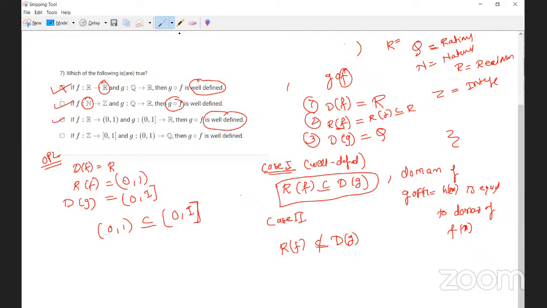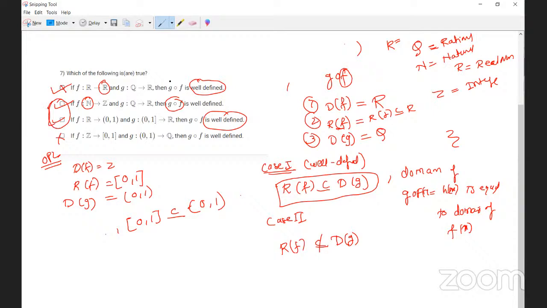Now what about the last option? It's just the opposite. The domain here is the integers, not the real numbers. Then the domain of g is [0, 1], which includes 0 and 1 also. So this is not possible, because the range cannot be a subset of this, since 0 and 1 are not included. So this is not correct. Options B and C are correct here.